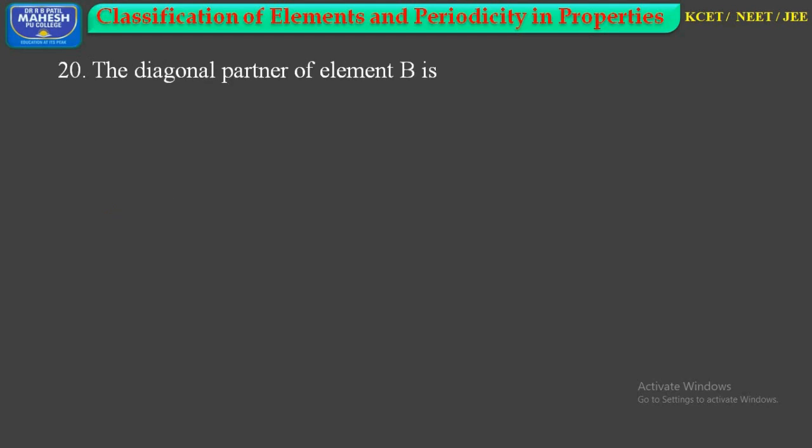Question 20. The diagonal partner of the element boron is, and the options are option A, lithium, option B, aluminium, option C, silicon, and option D, magnesium. Students, we need to understand diagonal partner means the diagonal relationship.